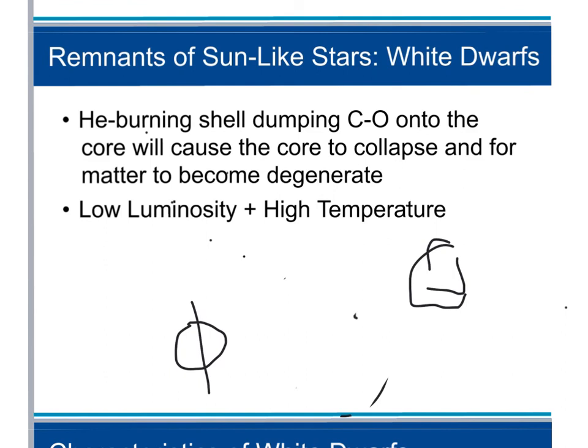Remember that the more massive a star is, the shorter its life is. So white dwarfs are the first to die. It dumps helium-burning shell carbon and oxygen onto the core, and that's going to cause the core to collapse from the weight, so they don't live as long. And for matter to actually become degenerate, that happens when that happens.